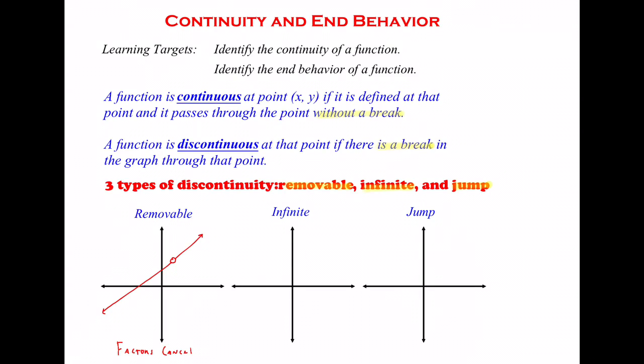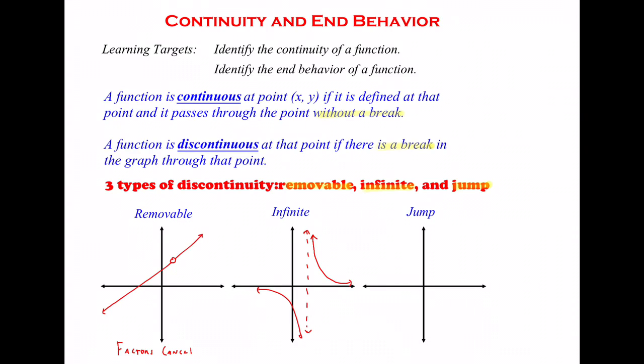The next one is infinite discontinuity. Infinite discontinuity occurs where there are asymptotes because the graph continues on without bound. So something like this, where the graph is going to break because of that vertical asymptote. So that's where you have infinite discontinuity.